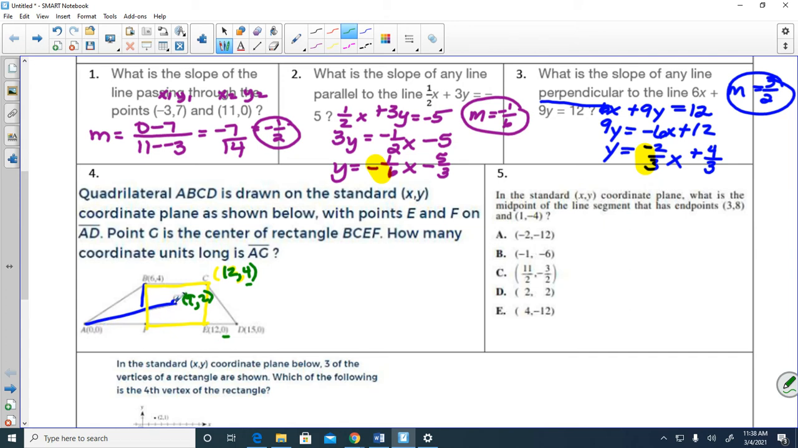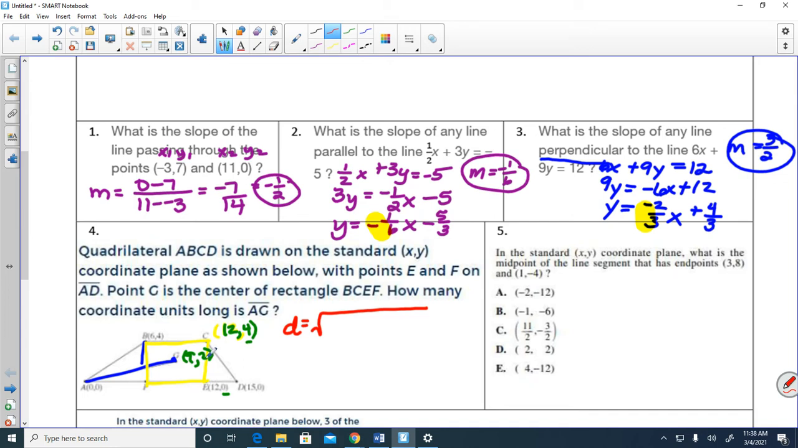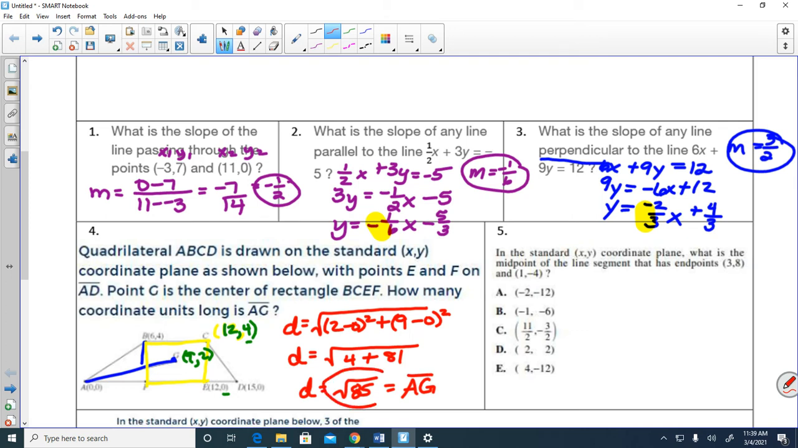So I need to find the distance from 0, 0 to 9, 2. So let's use the distance formula. Square root, and again, here's the formula, y2 minus y1 squared. So y2 would be 2, y1 would be 0, so I would do 2 minus 0 squared plus x2 would be 9, x1 would be 0, 9 minus 0 squared. So d would be the square root, 2 squared is 4, 9 squared is 81, 4 plus 81 is 85. So the distance is the square root of 85, and that is how long AG is. So that's the length of line segment AG. Square root of 85.